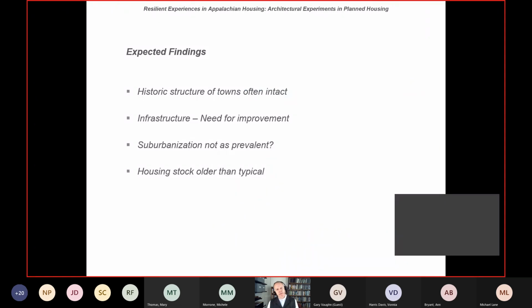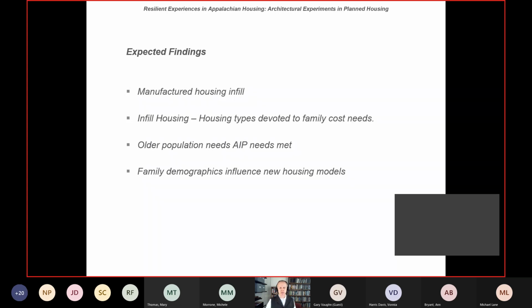So with expected findings, I predict to find that many towns have an existing urban fabric that can be repaired. They may be older towns and they may need infrastructure repairs, and the housing stock may be older. However, they provide real opportunities for housing that blends with existing housing and can strengthen traditional towns. And again, what are the unique challenges found in Appalachian small towns that new housing models can address?